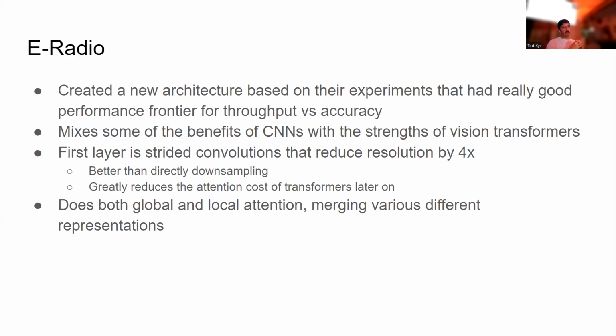And so that makes it so that the transformer is working on a much smaller resolution, and it's able to be much more efficient. Because like Ted was just talking about with that previous paper, when you have those long sequences, the attention scales really, really badly. So with this architecture, they did some global attention, they did some local attention, and they put a whole bunch of techniques in there to make them play nicely together.